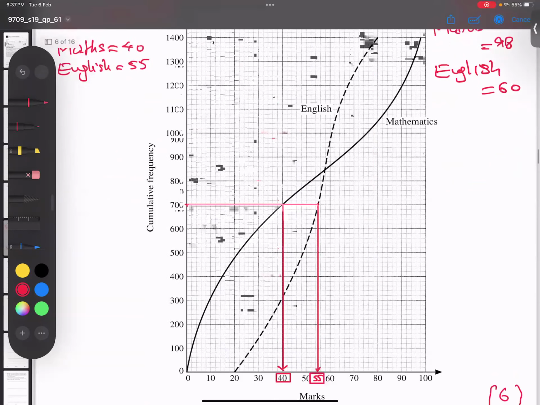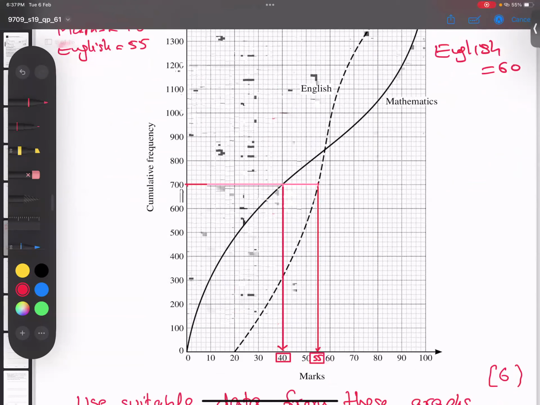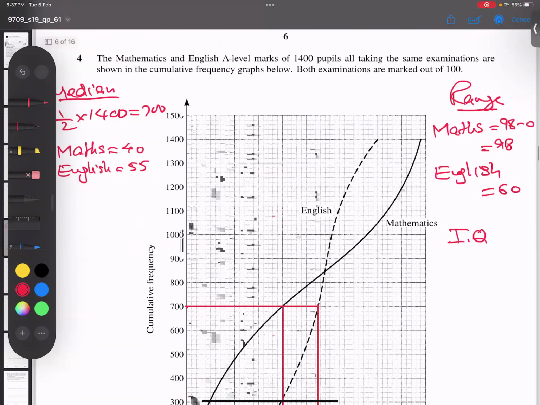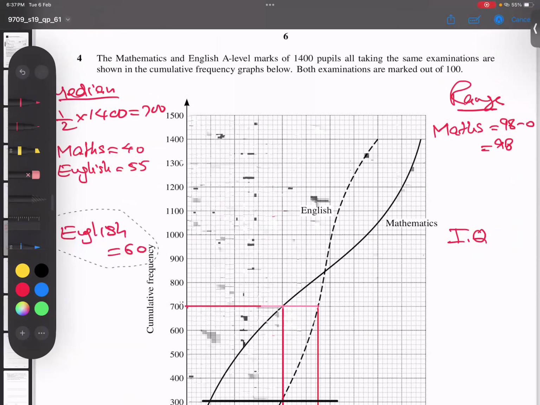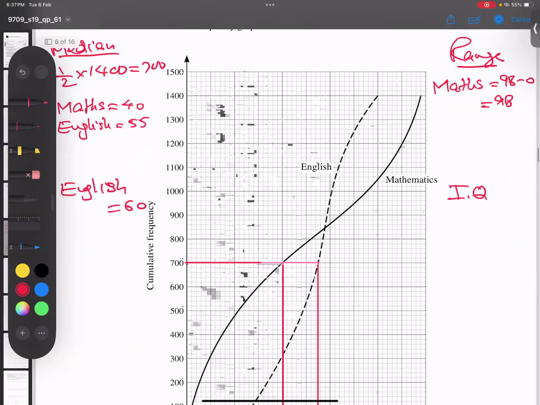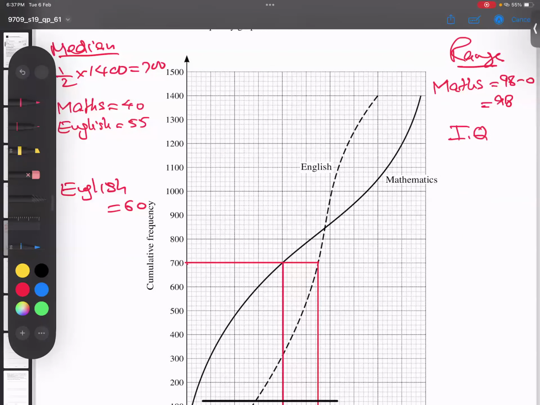And now I'm going for the interquartile of both. So the interquartile of English and math I'm finding now. So wait a minute, please. I'd better shift English here, and maths on the other side. So let's find the interquartile of the maths. How to find it? Let's find the upper quartile first. All of you know the upper quartile formula is 3/4. So the upper quartile is 3/4 of 1400.